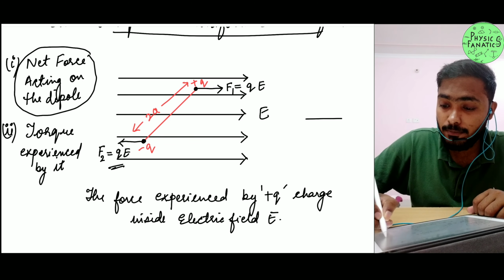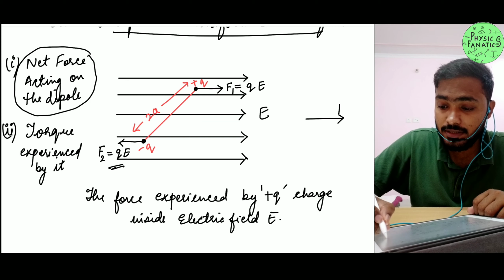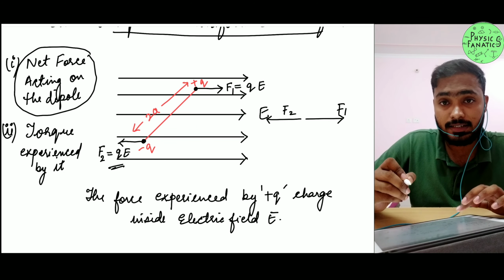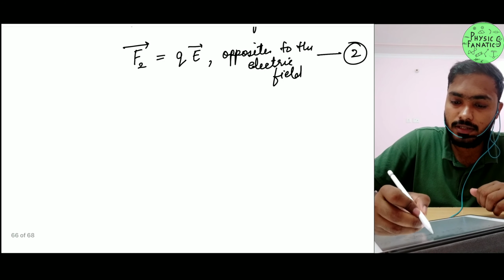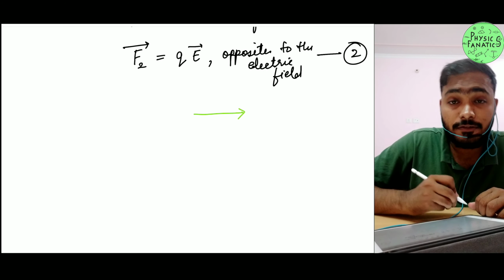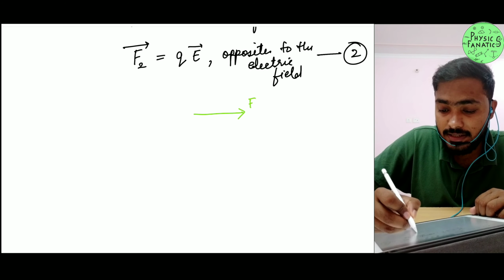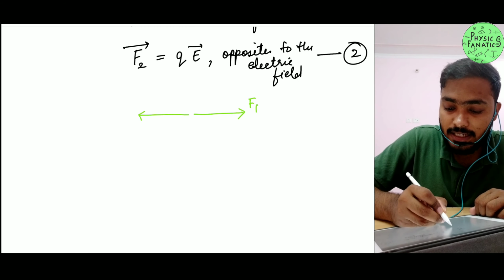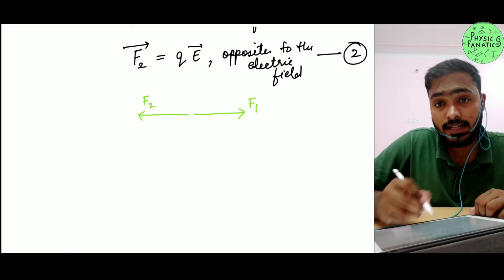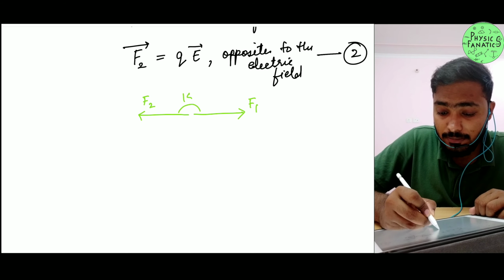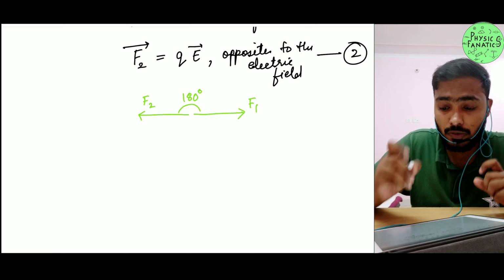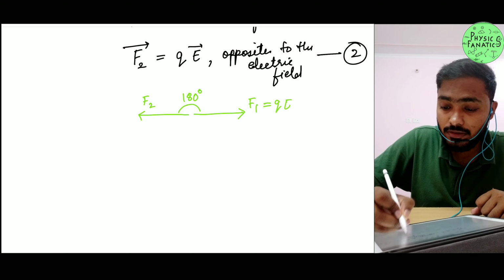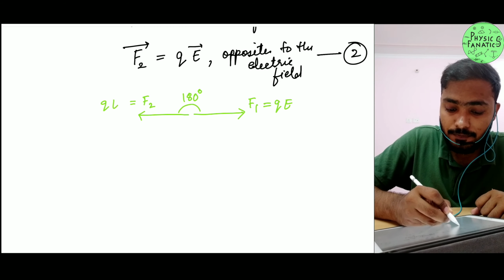So because of the positive charge the force is in this direction, and because of the negative charge the force is in that direction, right? I can draw it even here also. There is an angle of 180 degrees between these two forces, and I know both have the same magnitude, QE and QE. Yes or no?